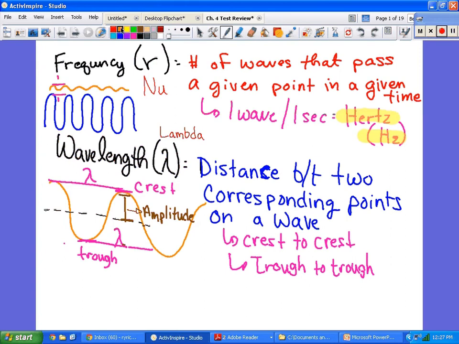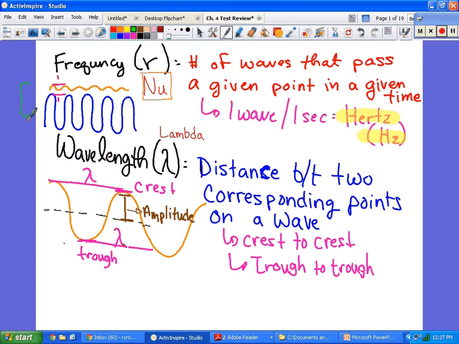Now, what is the symbol for frequency? Nu, very good, N-U. And it kind of looks like a funky looking V, right? Thank you, Seth. Okay. Now, these two waves that I have, this orange wave and this blue wave right here, do you agree that the wavelength, how long those waves are apart, are the same?